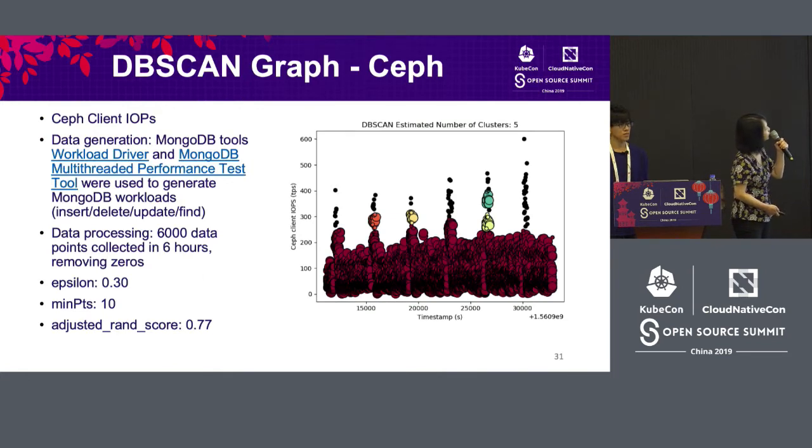So this is what we get from Ceph. We didn't have enough time to get more data, so this is about 6 hours. Then we get 6,000 data points after removing zeros. And we used 2 different MongoDB performance tools. One is a workload driver, the other is a MongoDB multi-threaded performance test tool. We use those to generate some workloads to do some insert, delete, update, and find. So we get 5 clusters here, but most of them are actually in one large cluster in the red color. The rest are some smaller clusters like this yellow, orange, and green. Most of them are at the bottom. And there are some anomalous data points, those are the black dots there.